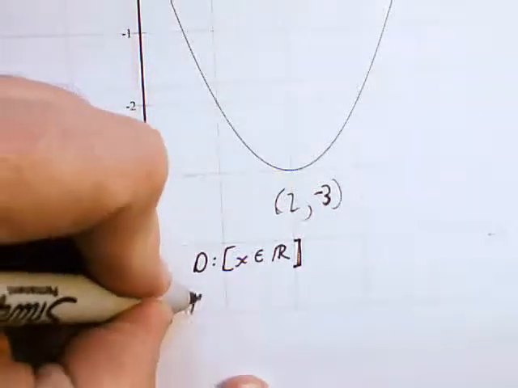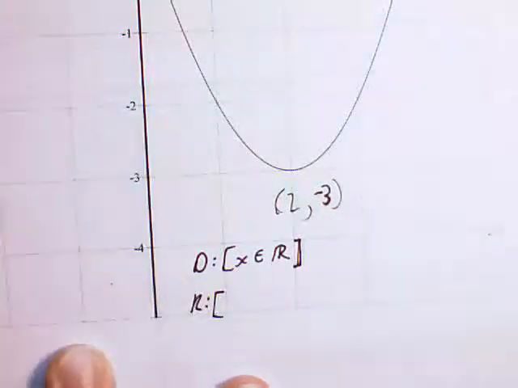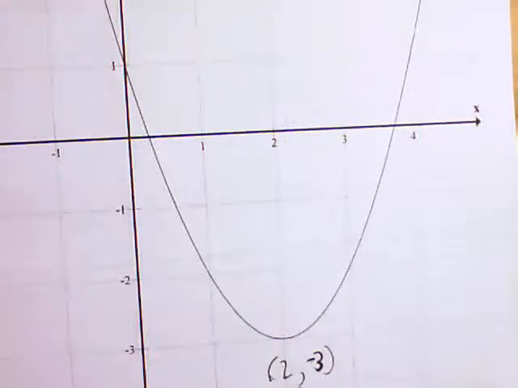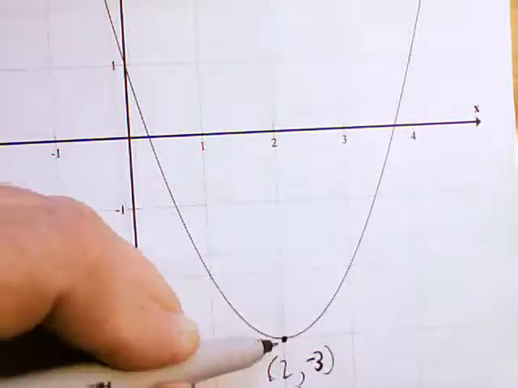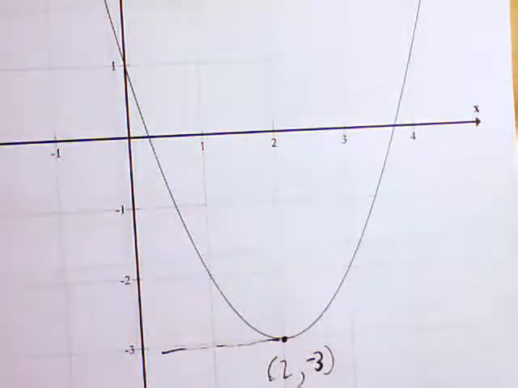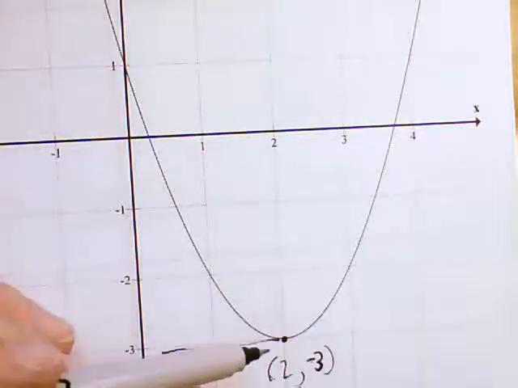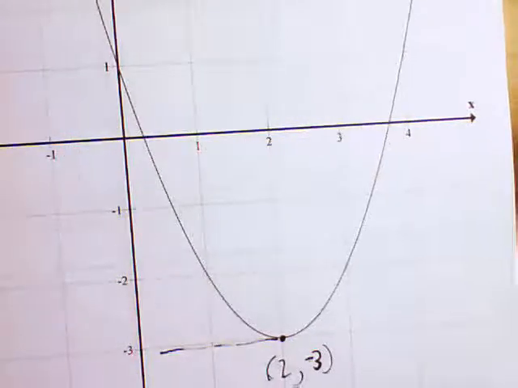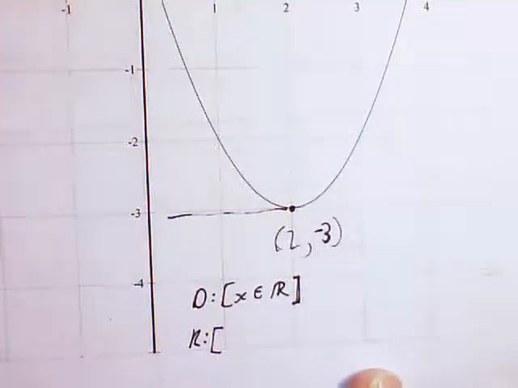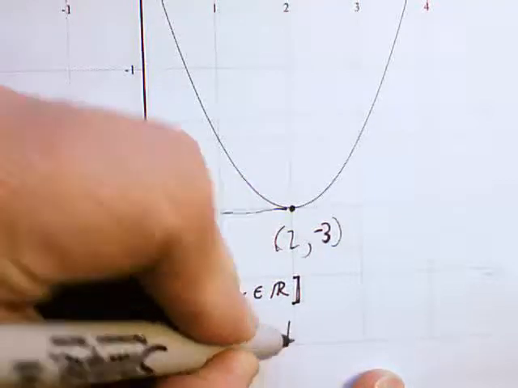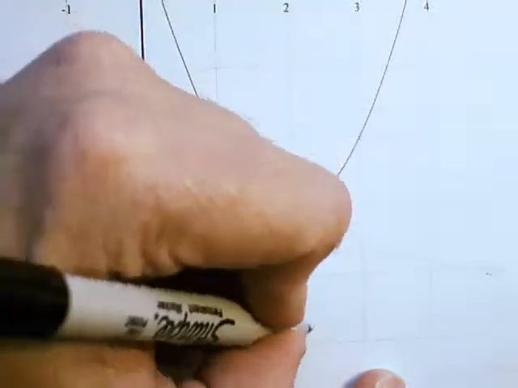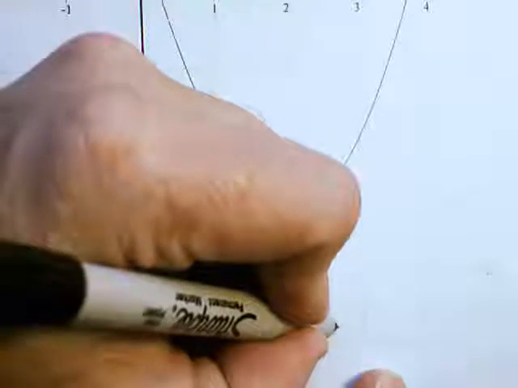My range, again, this function has any value for y. However, it can't go below -3 on the y-axis. So the restriction on my y values is that they can't be anything less than -3. My range will be y is an element of the reals such that y is greater than or equal to -3.